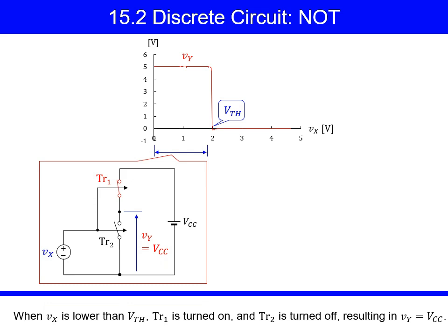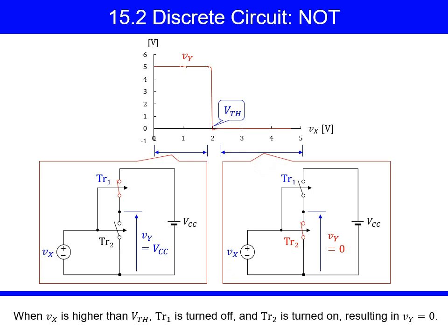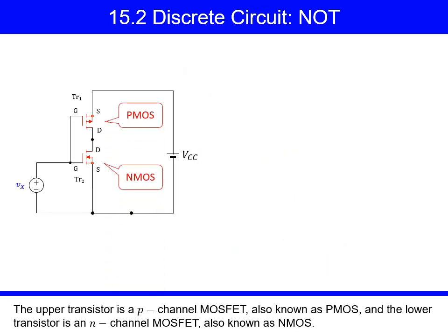When Vx is lower than Vth, TR1 is turned on, and TR2 is turned off, resulting in Vy equals the DC source voltage VCC. When Vx is higher than Vth, TR1 is turned off, and TR2 is turned on, resulting in Vy equals 0. The upper transistor is a P-channel MOSFET, also known as PMOS, and the lower transistor is an N-channel MOSFET, also known as NMOS.